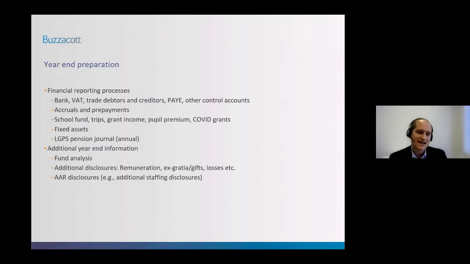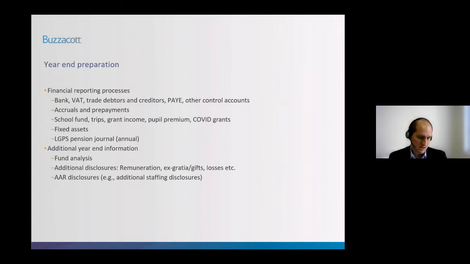There'll also be further analysis of things like staffing disclosures and information for the academy accounts return, which isn't needed throughout the year and is extra process for the year end. So an important part of preparing for the year end is identifying all of those requirements that need to be prepared and getting that all timetabled in.